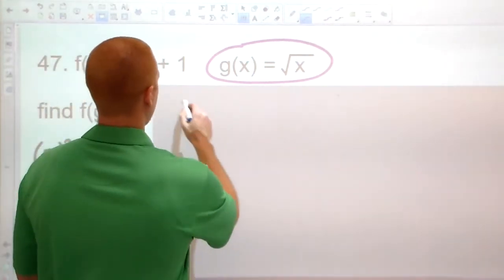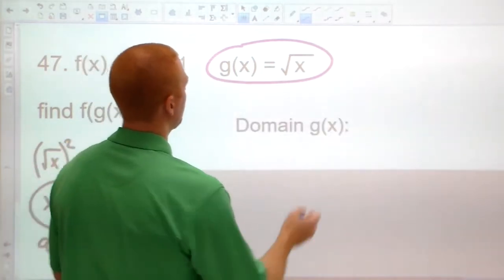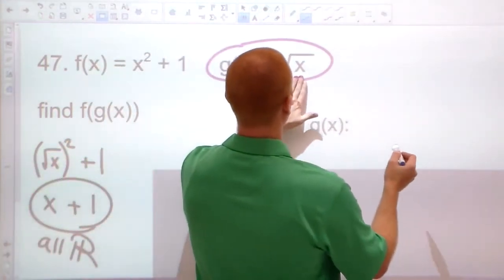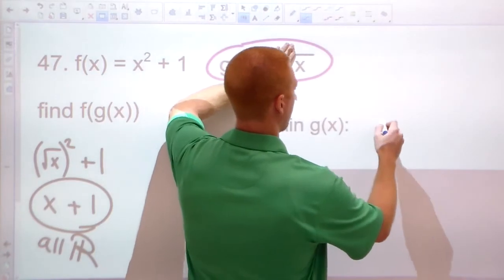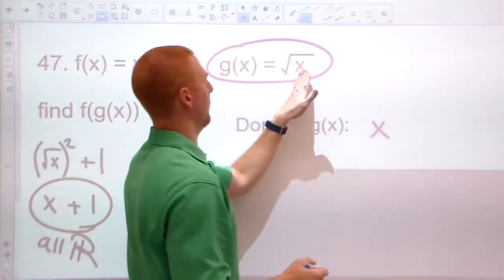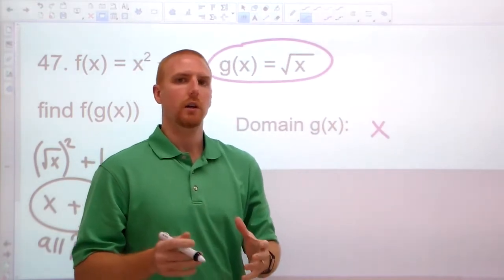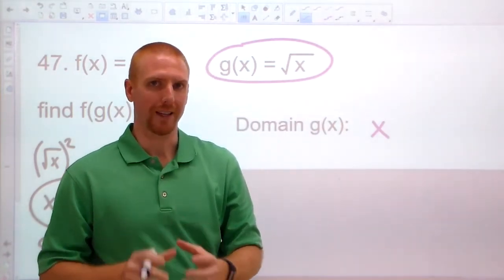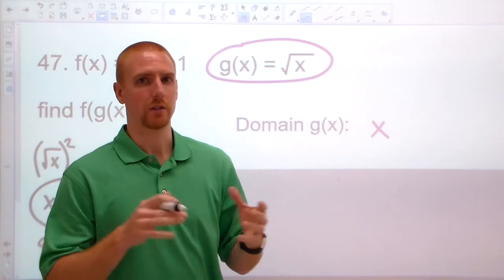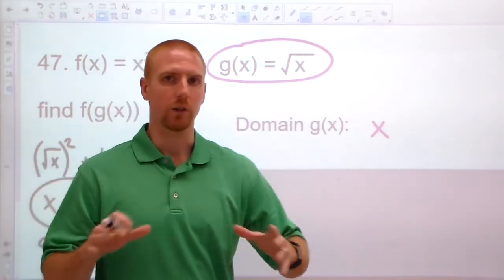So let's find the domain of g of x. There's not going to be a lot of work to do. X is under a radical, so it has to be positive or at least 0. So when we take a square root, we get a real number out. And that's the key here. We're working in real numbers.